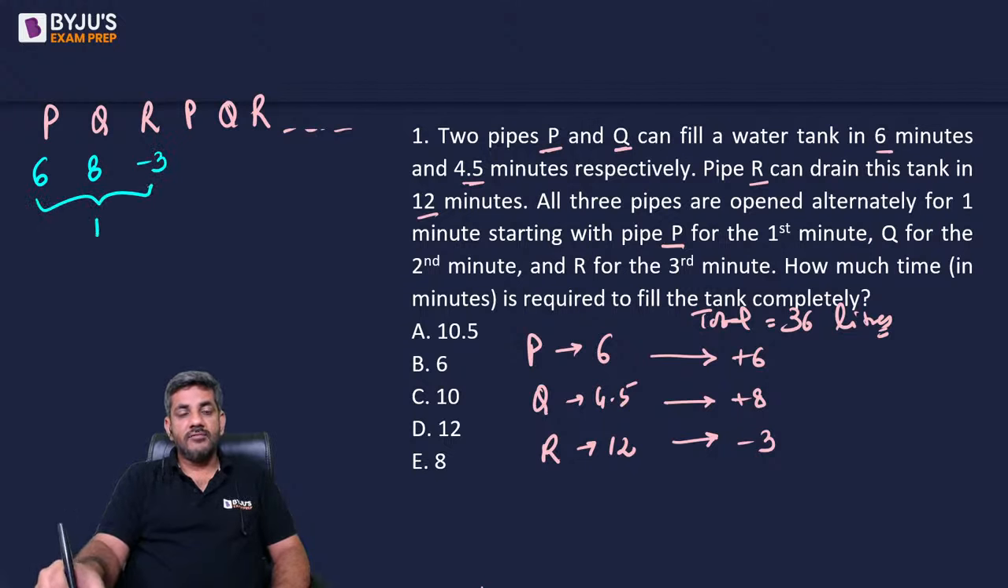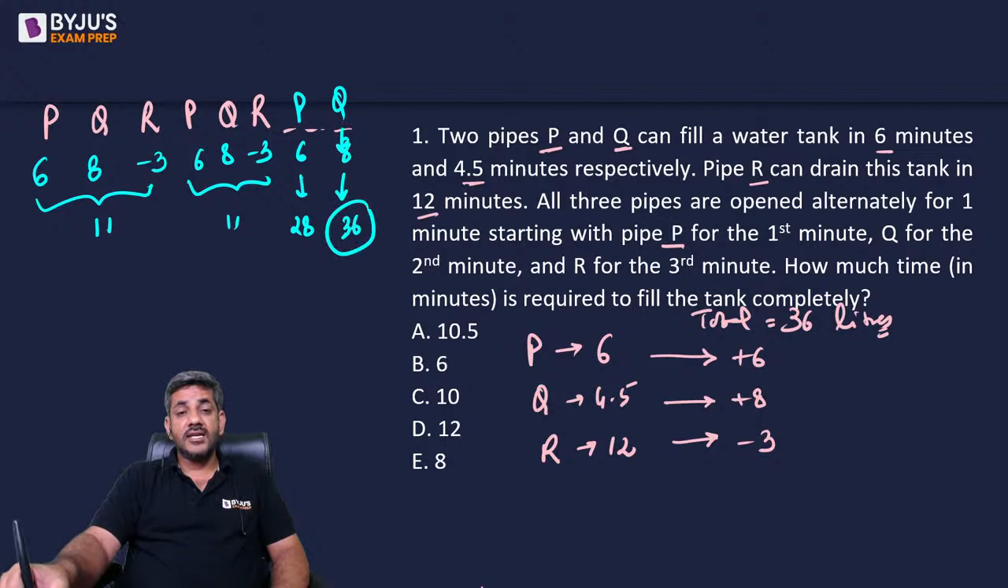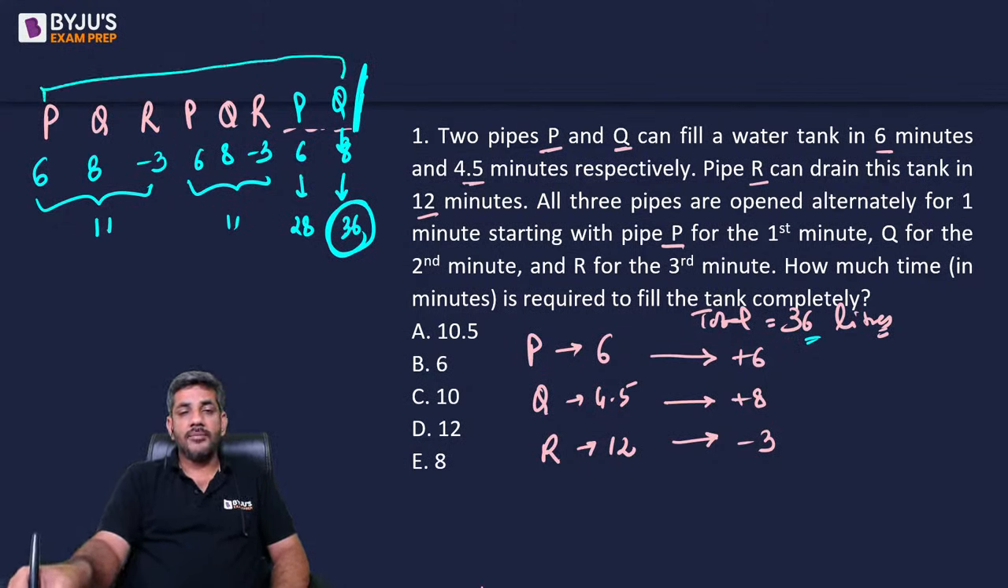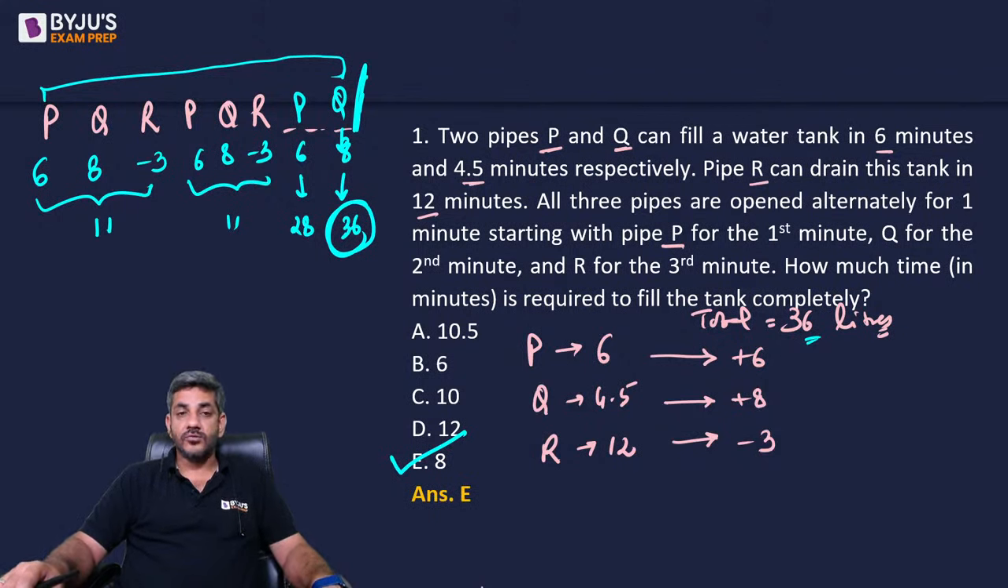So ultimately 11 units are filled in the first 3 minutes. In the next 3 minutes, again there would be 11 units: 6, 8, and minus 3. So we already have 22 units. In the next minute, 6 units would come by P, so 22 plus 6 becomes 28. In the next minute, 8 units would come by Q, so 28 plus 8 becomes 36, and we wanted only 36. So at this moment the tank would be filled, with the sequence PQR, PQR, and PQ. That takes a total of 8 minutes to fill the tank, so my answer for this question is option E, that is 8.